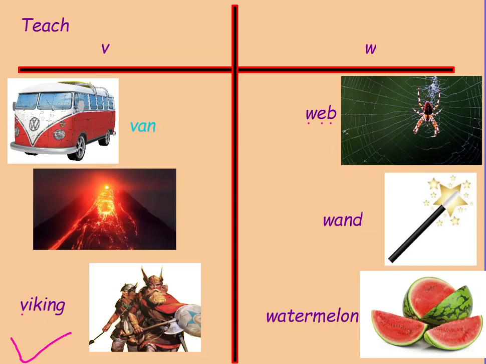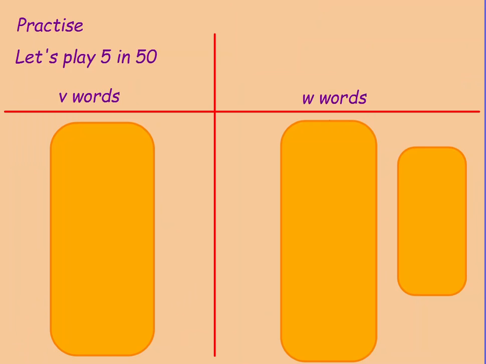Okay, if you are able to spell van and web correctly, you can give yourself one tick on your whiteboard, which will equal a dojo. If you manage to spell Viking, which is a very tricky word, you can have another one. Okay, so let's move on, guys.